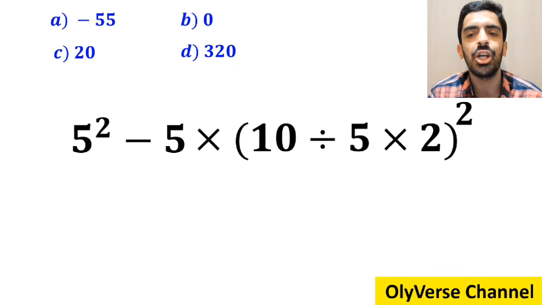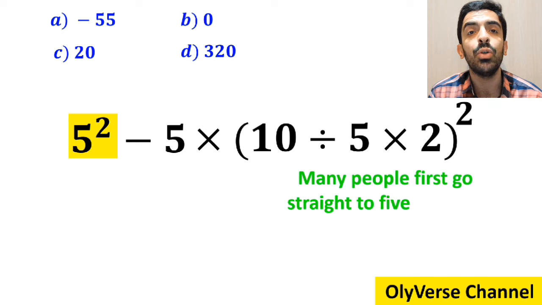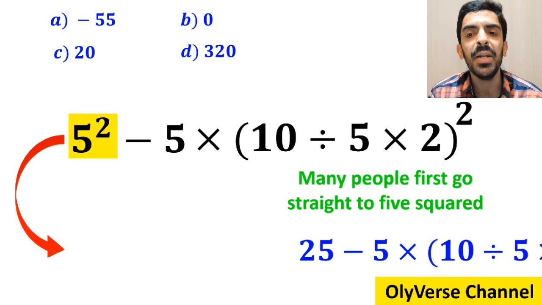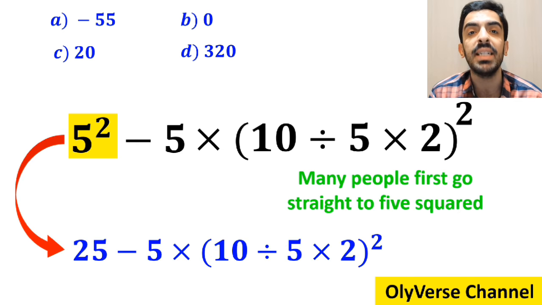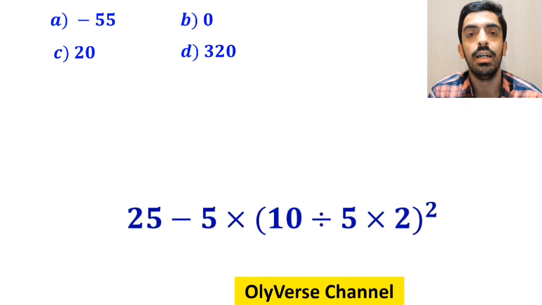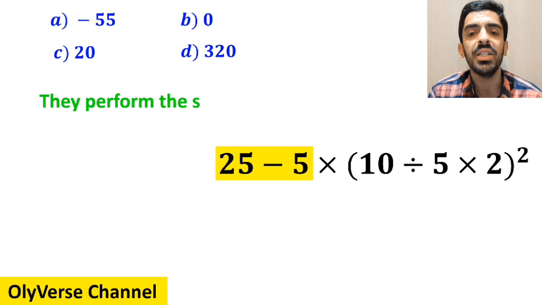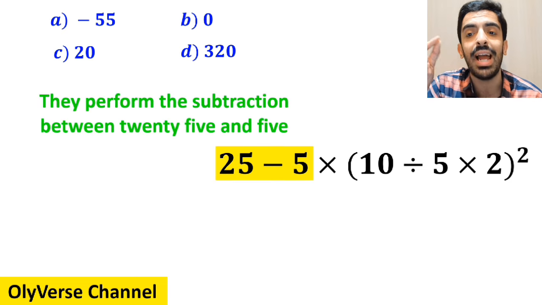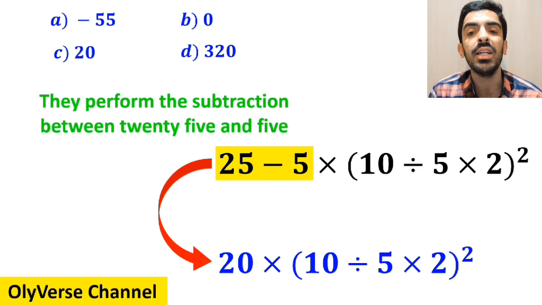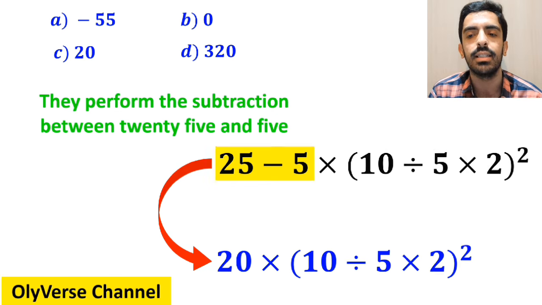To solve this question, many people first go straight to 5 squared, and they simplify this expression to 25 minus 5 multiplied by (10 divided by 5 times 2) all squared. And the next step, they perform the subtraction between 25 and 5 and write this expression as 20 multiplied by (10 divided by 5 times 2) all squared.